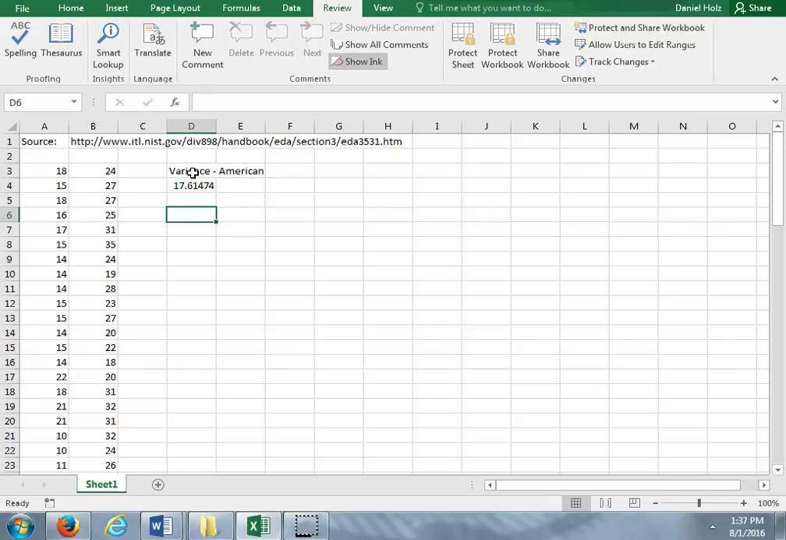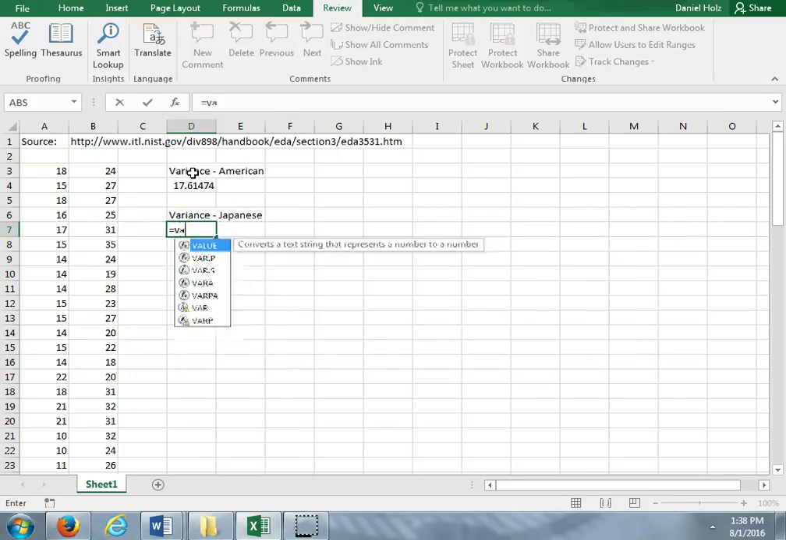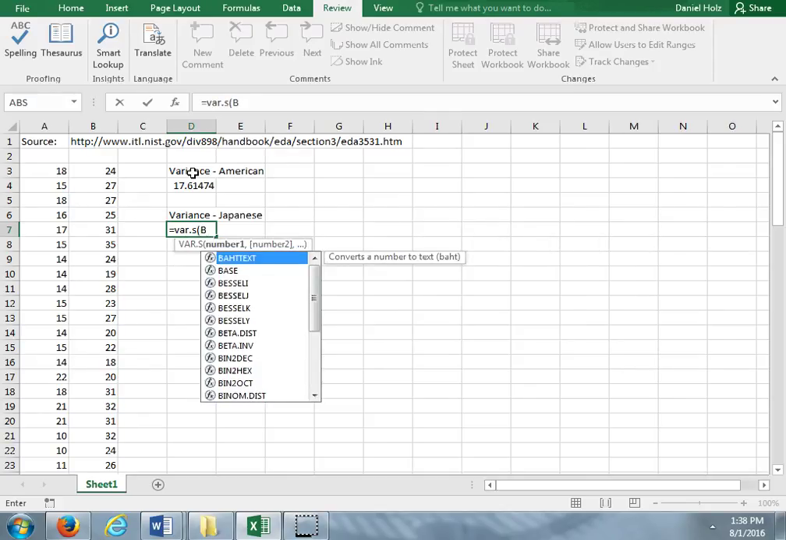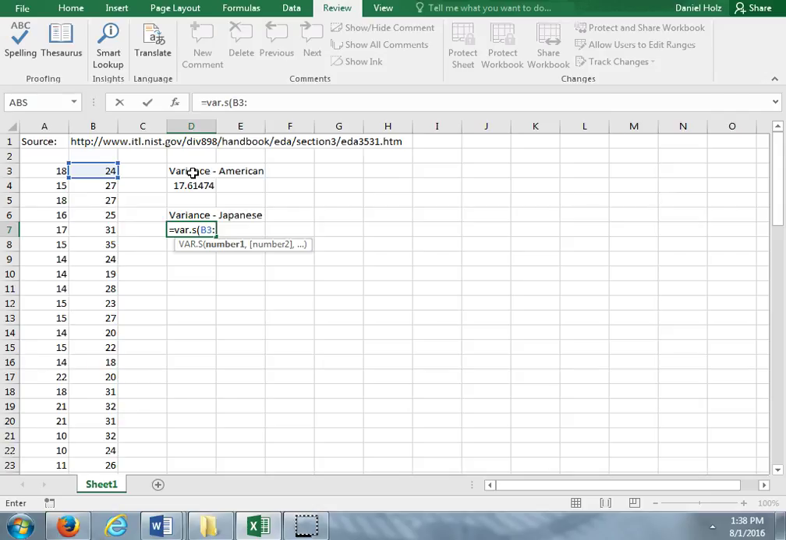Now we find the variance for the Japanese cars. So we have var.s, open parentheses, B3 colon B81, close parentheses, and enter. The variance for the Japanese cars is 37.3. Our data sets are clearly heteroscedastic.